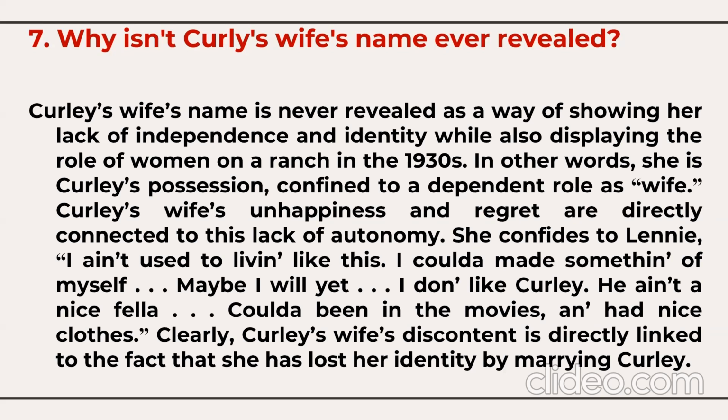She confides to Lenny. She says, "I'm not used to living like this. I could have made something of myself. Maybe I will yet. I don't like Curly. He's not a nice fellow. Could have been in the movies and had nice clothes." Clearly, Curly's wife's discontent is directly linked to the fact that she has lost her identity by marrying Curly.